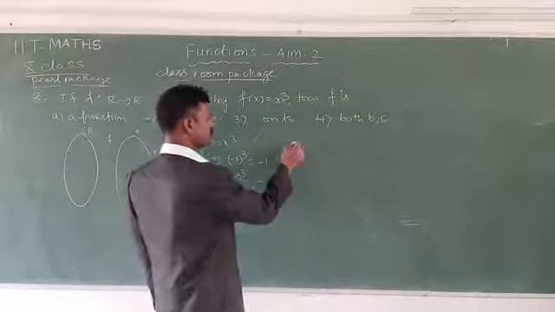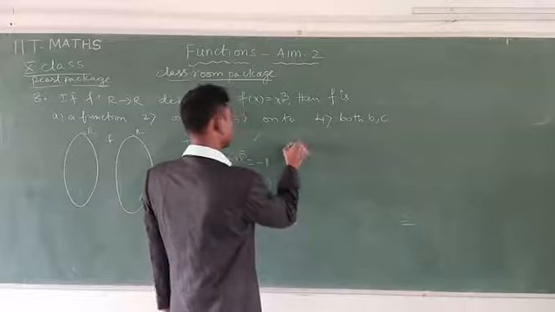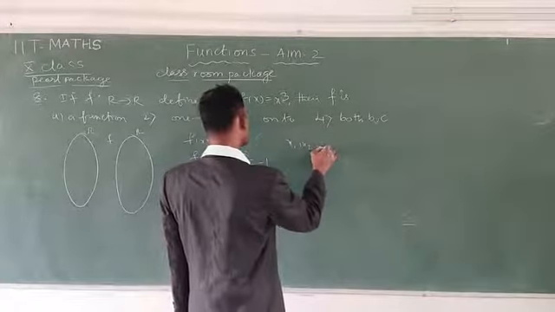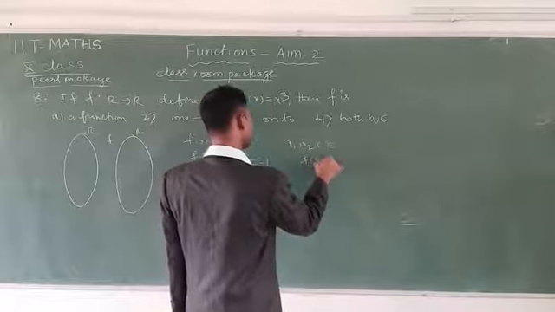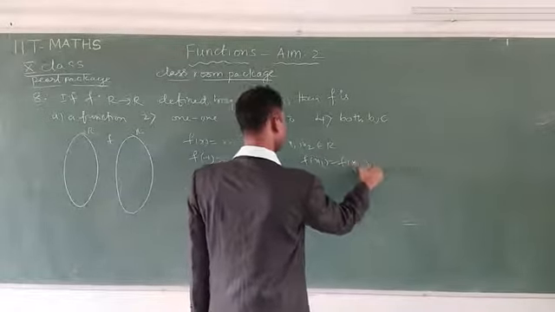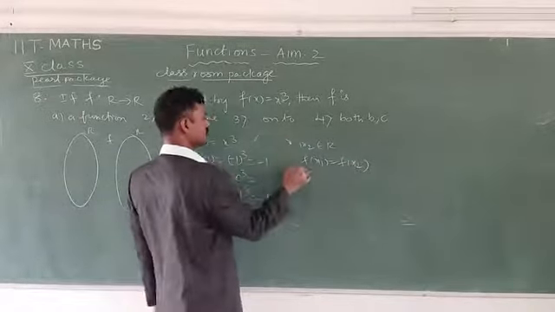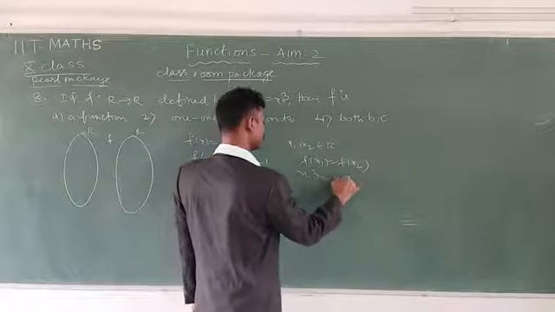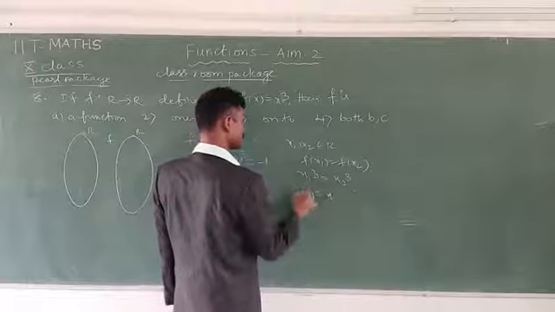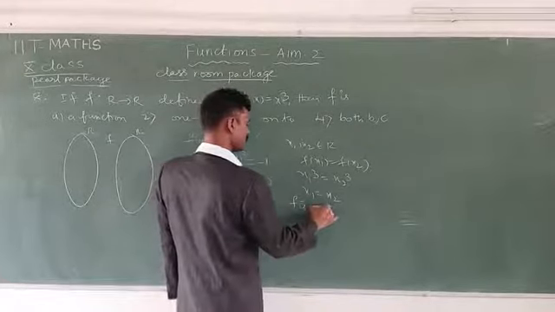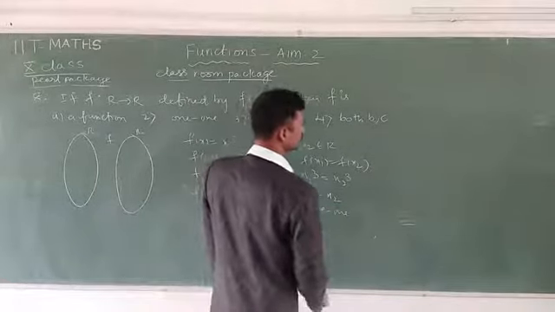According to the mathematical concept, take two elements x1 and x2 in the domain. Then f of x1 is equal to f of x2. F of x1 means x1 cube is equal to x2 cube. Then x1 is equal to x2. Therefore f is one-one or injective.